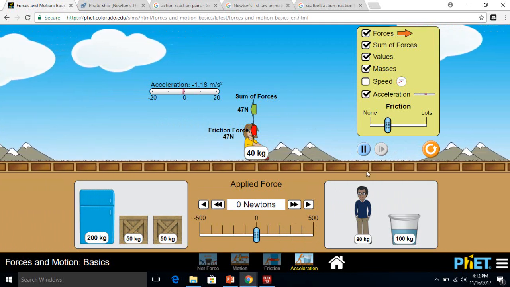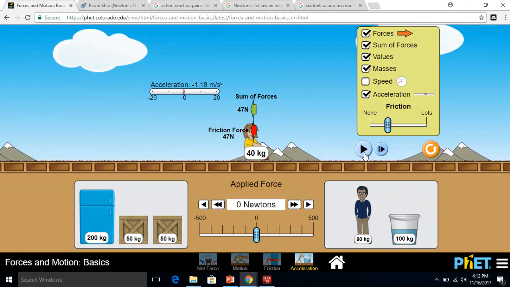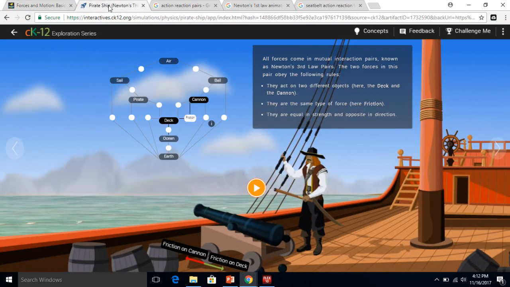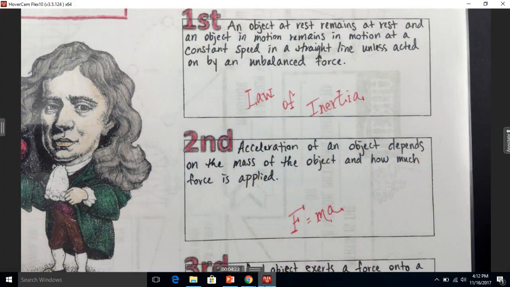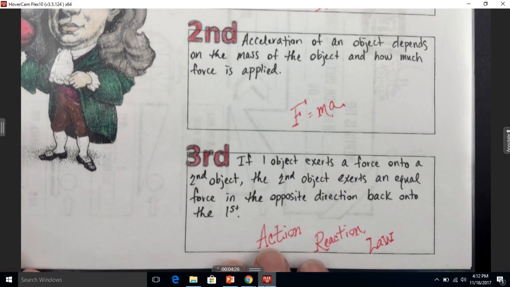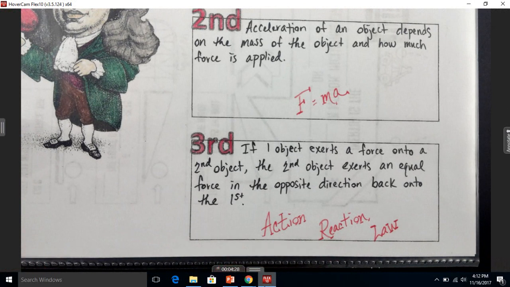So that's Newton's second law. They always talk about objects that are different sizes or them applying different forces. It's an easy giveaway. The third law. The third law says one object exerts a force onto a second object. The second object will exert an equal force in the opposite direction back onto the first.